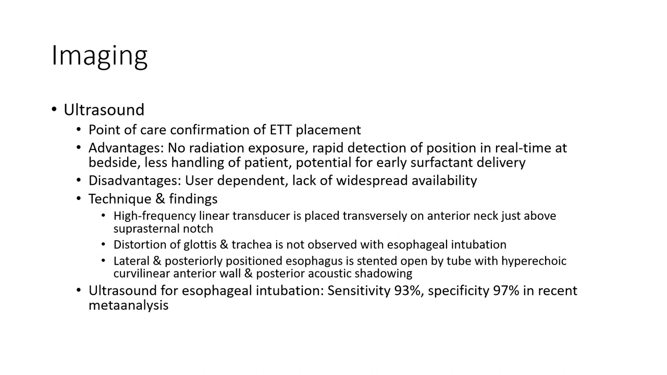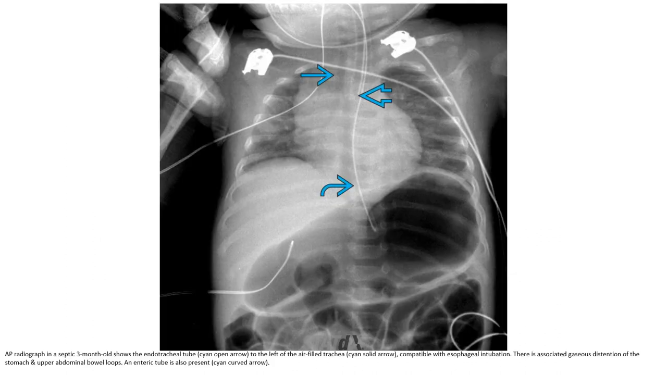Distortion of the esophagus and trachea is not observed with esophageal intubation. Lateral and posterior portion of the esophagus stands open for the tube with hyperechoic curvilinear anterior wall and posterior acoustic shadowing. Ultrasound for esophageal intubation: sensitivity 93%, specificity high, in a meta-analysis.